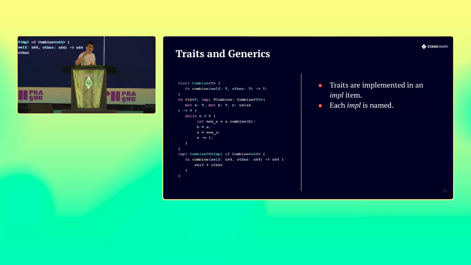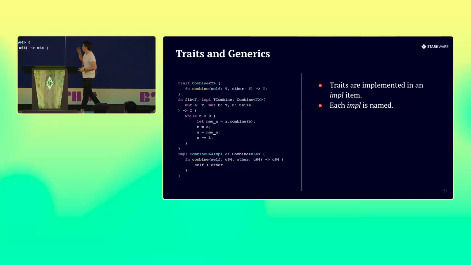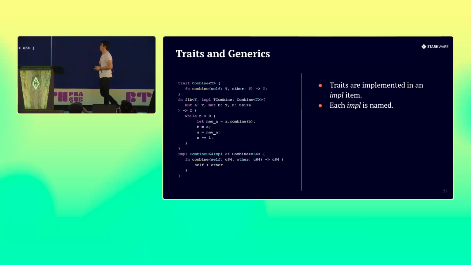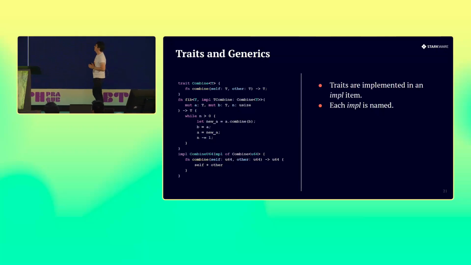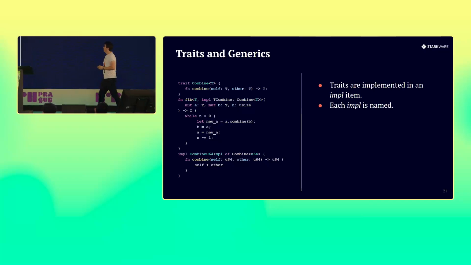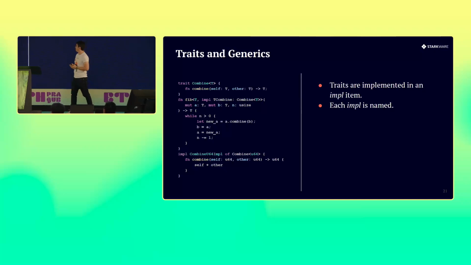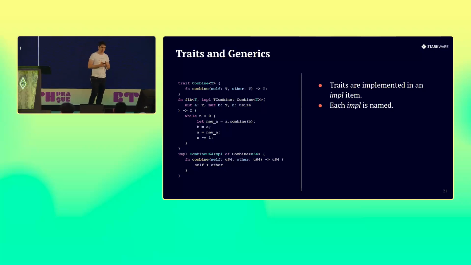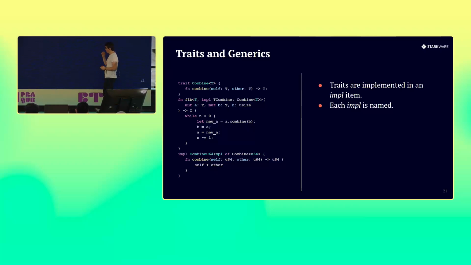So you only need to state that your Fibonacci function needs an impl of a combine of t, and we'll find for you the correct implementation. The inference mechanism of Cairo is really strong. We try to make it even stronger. The next version will have some improvements in this field, but it is already really strong.